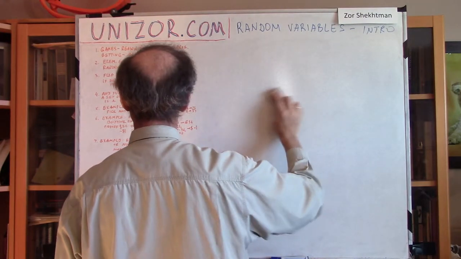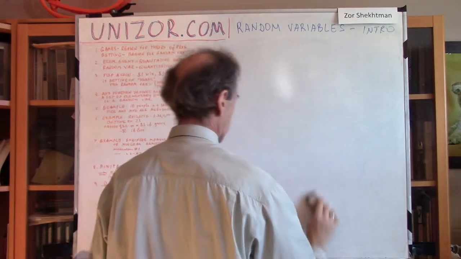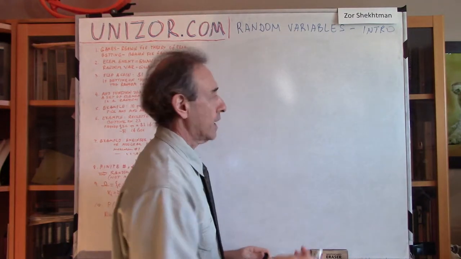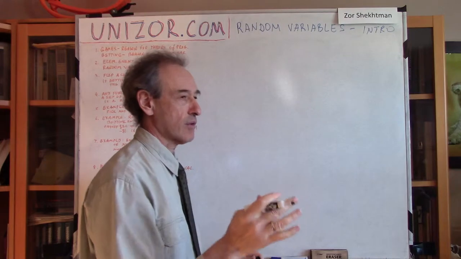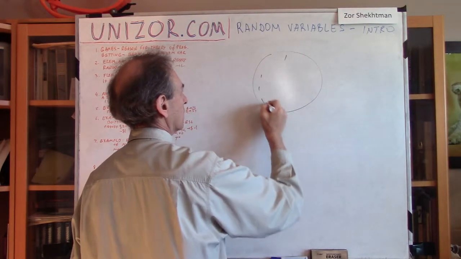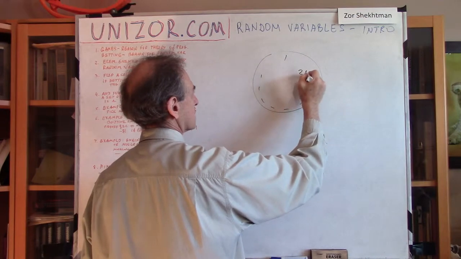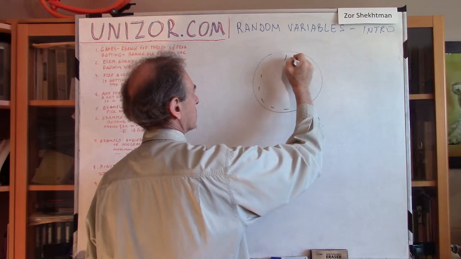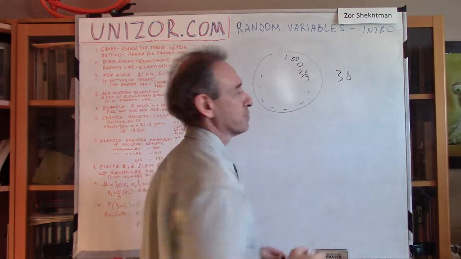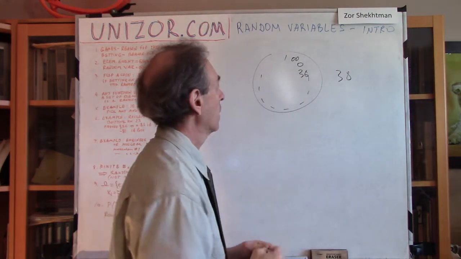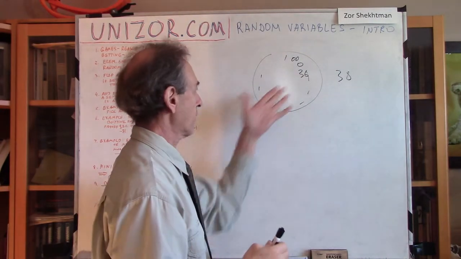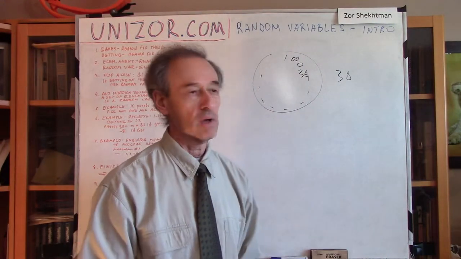Next example is the game of roulette. Now, the game of roulette has certain variations. In America, the game of roulette has numbers from 1 to 36, and then 0 and 00. So it's 38 different positions on the wheel, and the ball is spinning, and the wheel is spinning, and wherever the ball stops, that's the number.